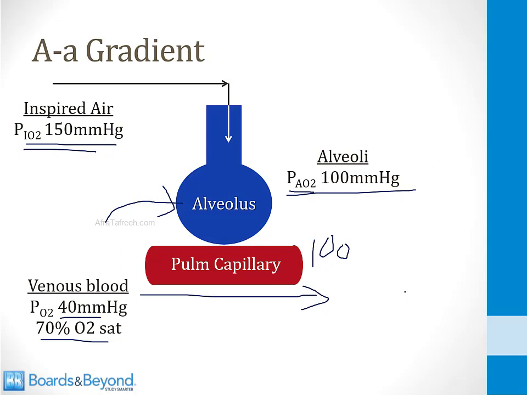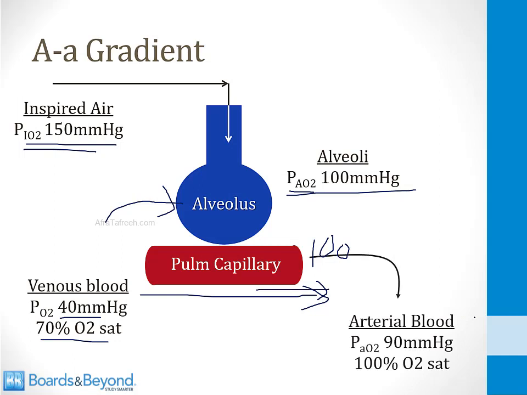However, if we do an arterial blood gas and we measure the oxygen content in the arteries, in other words, the oxygen content after blood has left all the pulmonary capillaries and mixed together, what we find is that it's not 100. It's lower than 100. It's usually about 90, which is still enough to fully saturate hemoglobin, but nevertheless, it's lower than the alveoli. And the difference between the alveolar O2 of 100 and the arterial O2 of 90 is called the AA gradient, and normal is about 10 to 15.